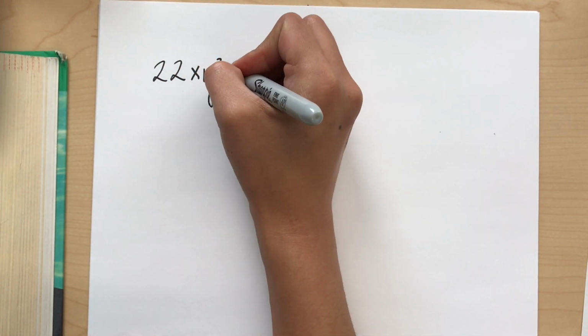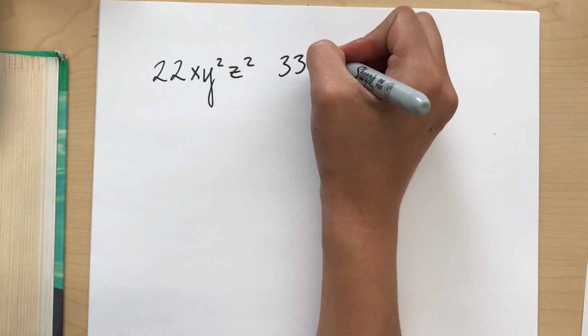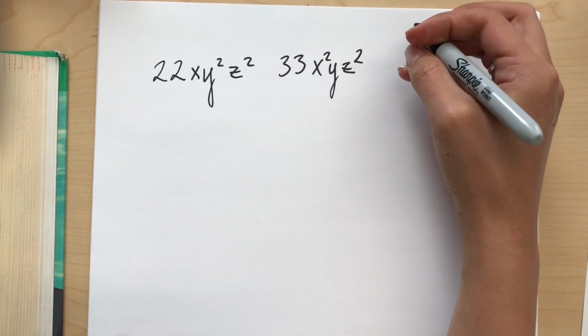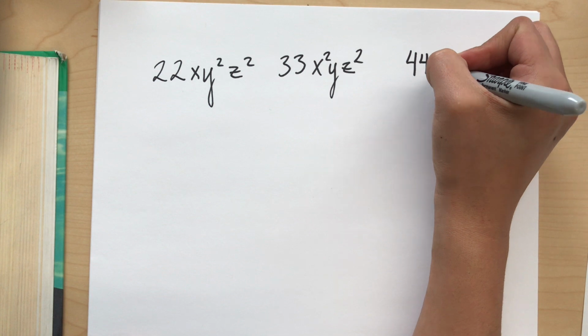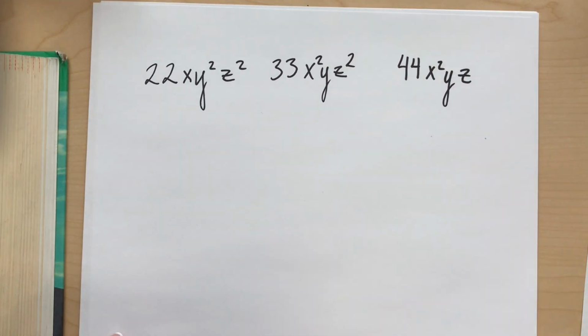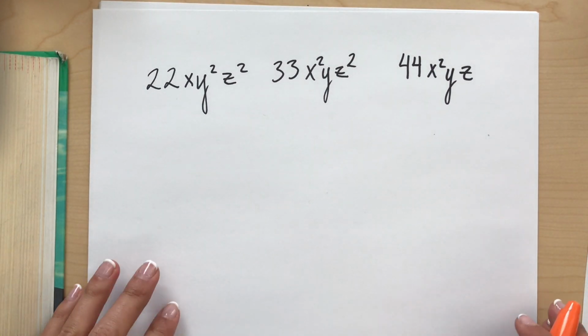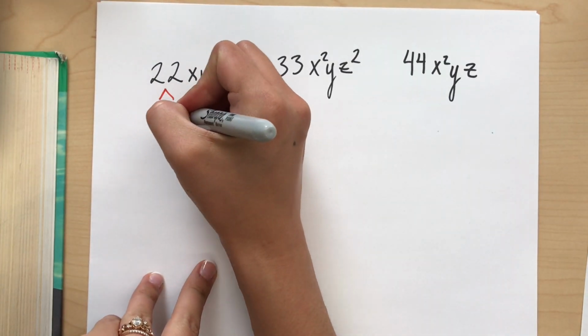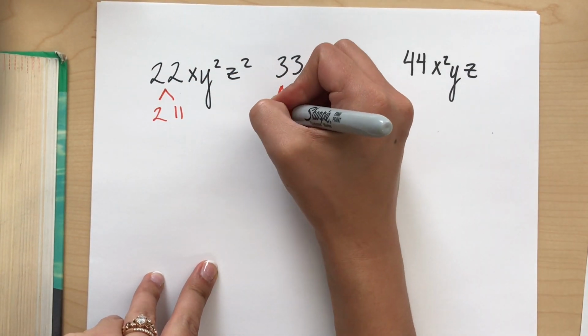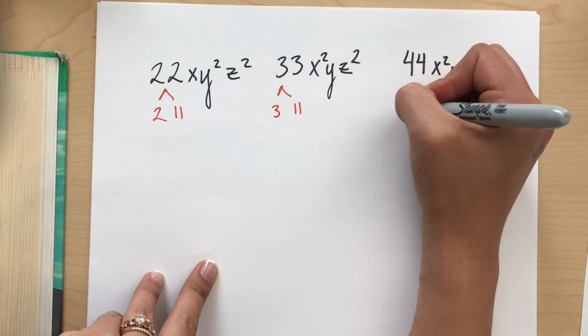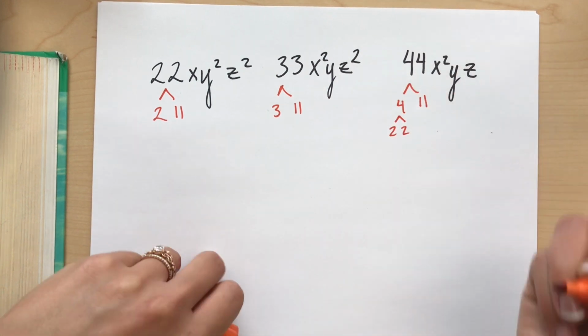So if I take 22x y squared z squared, and then I get this term 33x squared y z squared, and then 44x squared y z. First, I'm going to find their greatest common factor. Okay, so I'm going to factor this into 2 and 11. The next one is 3 and 11. This is 4 and 11, which splits up into 2 and 2.